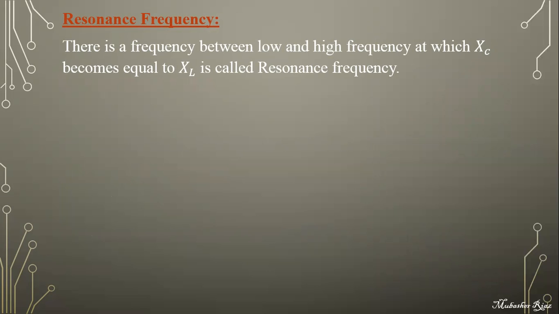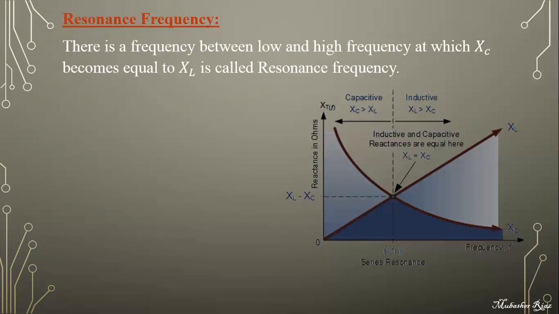यानी इस फ्रीक्वेंसी पर ना ही XC XL से ग्रेटर होगा और ना ही XL XC से ग्रेटर होगा, बल्कि ये दोनों एक दूसरे के बराबर हो जाएंगे. And this frequency is called resonant frequency. So straight line is for the inductive reactance, and this curved line is for capacitive reactance. And this is the point where inductive reactance and capacitive reactance have same value. So this particular frequency is called resonant frequency, where XC and XL have same value.